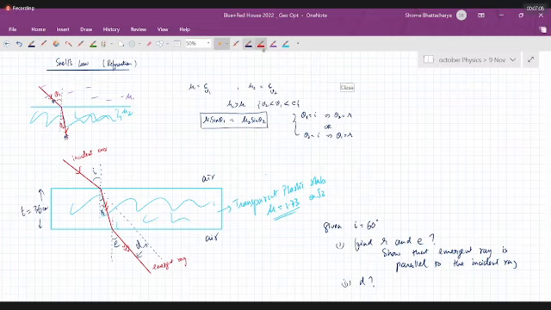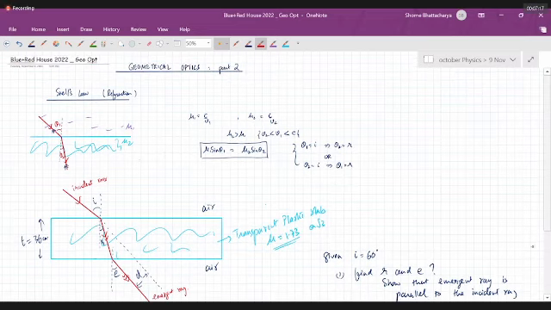Yeah, Ansh, we are just starting with this question. Before that, we have done a quick review of Snell's law and the concept of refractive index. That's the part on top.